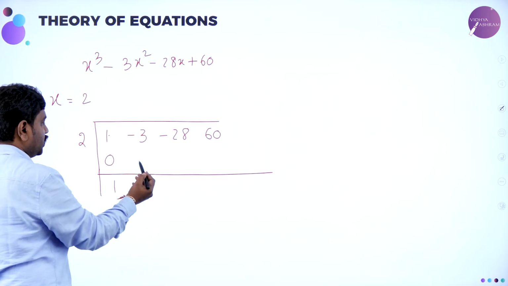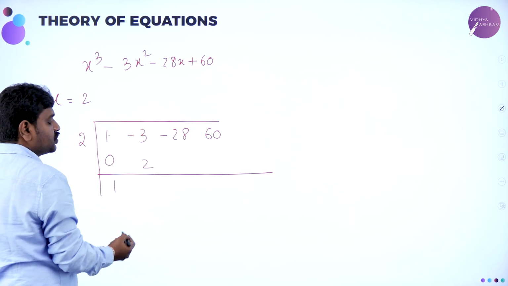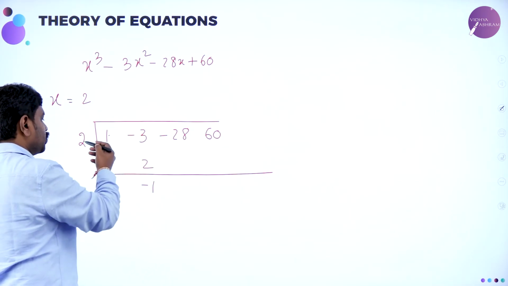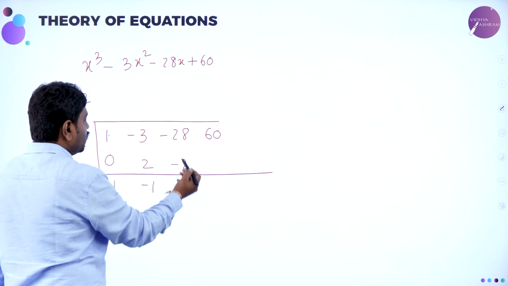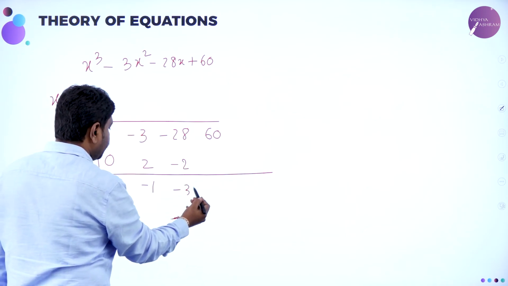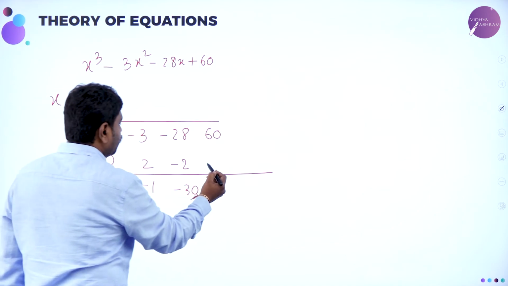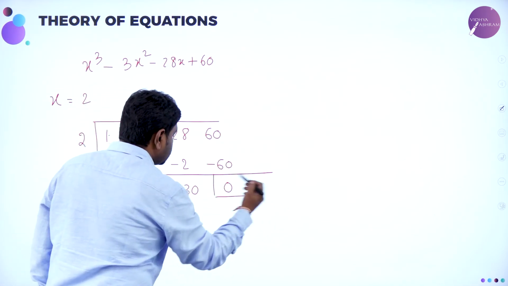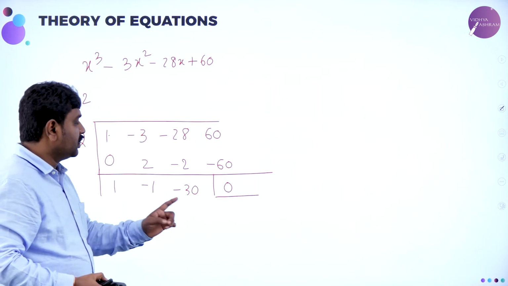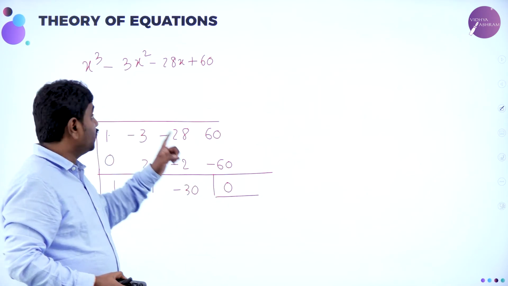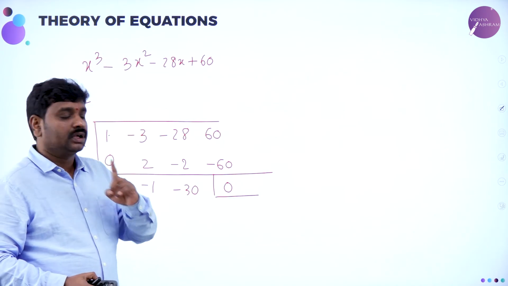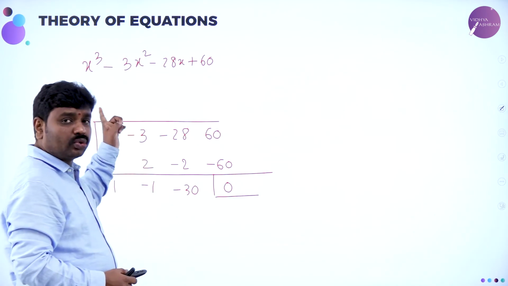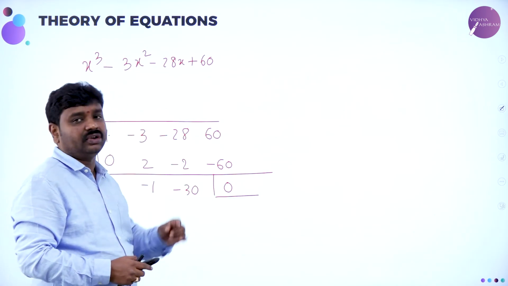Multiply, 1 2s are 2. Minus 3 plus 2 gives you minus 1. Minus 1 into 2 gives you minus 2. Add this, it will become minus 30. Minus 30 into 2 gives you minus 60. Plus 60, minus 60 gives you 0. Dear students, you can see whether you are right or not. If you don't get 0 here, then the root you got is wrong. And that's why the root x is equal to 2 satisfies. That's why definitely you should get 0 here.